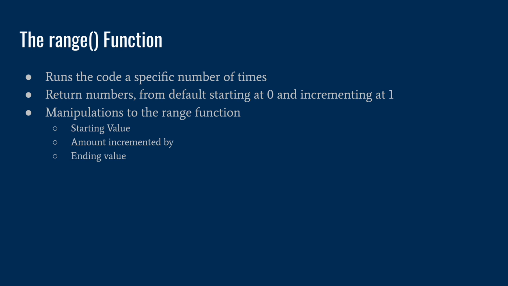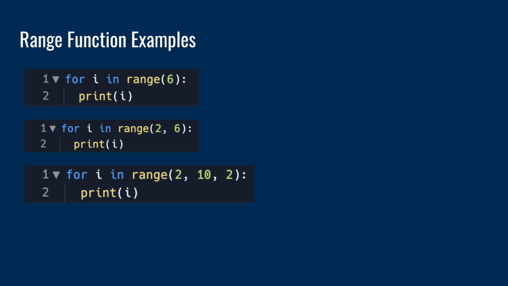There can be manipulations to the range function, such as you can manipulate the starting value. You can also manipulate the amount it's incremented by, changing it from 1 to something else. And you can also manipulate the ending value, or till when the loop runs to. So let's look at some range function examples.